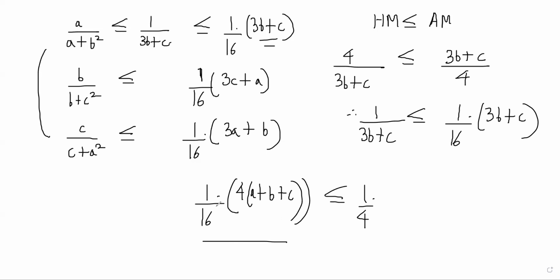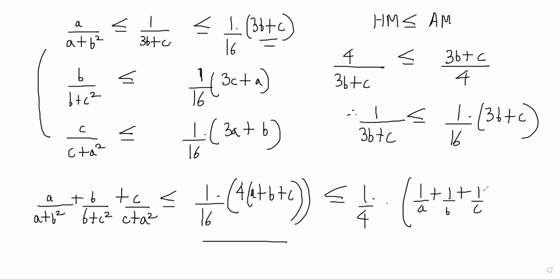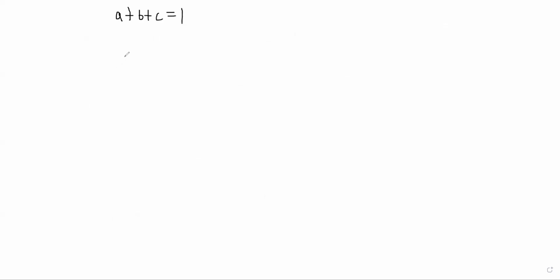Now we are not exactly there yet because we wanted to prove that a by a plus b square plus b by b plus c square plus c by c plus a square is less than equal to 1 by 4 times 1 by a plus 1 by b plus 1 by c. Want to prove this, but we have already gotten that it's less than equal to 1 by 4. So if this is greater than 1, then we will be done, right? Okay. So we know that a plus b plus c is equal to 1. 1 by a plus 1 by b plus 1 by c.